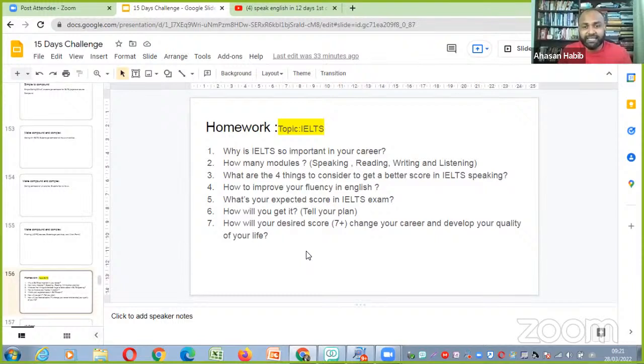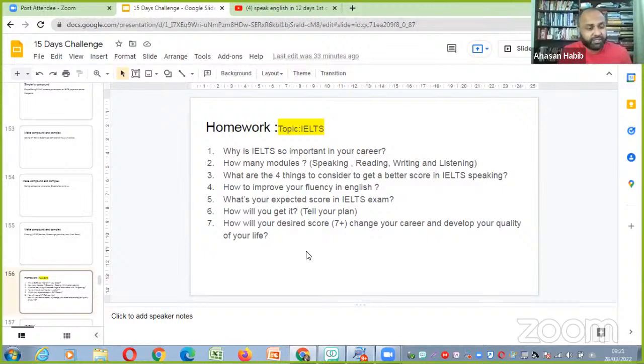I can easily get admitted at universities wherever I want to. However, if I get a better score, that's going to give a lot of advantage to get a scholarship. Okay, so now how will you get it?